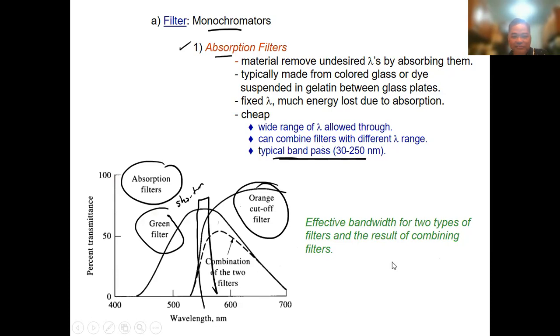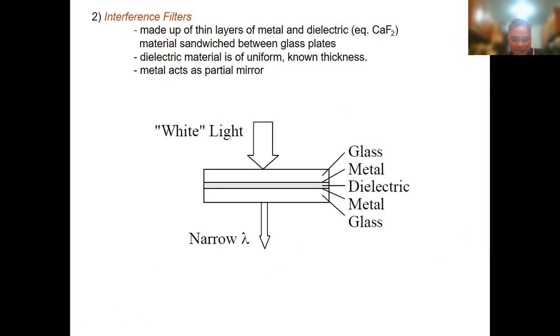Now you can also have the so-called interference filter. So what the interference filter does is you apply the white light, and it just narrows the wavelength. It's made up of thin layers of metal and dielectric materials like calcium fluoride. Okay, it's sandwiched between the glass plates. The dielectric material is of uniform known thickness and the metal would act as a partial mirror.